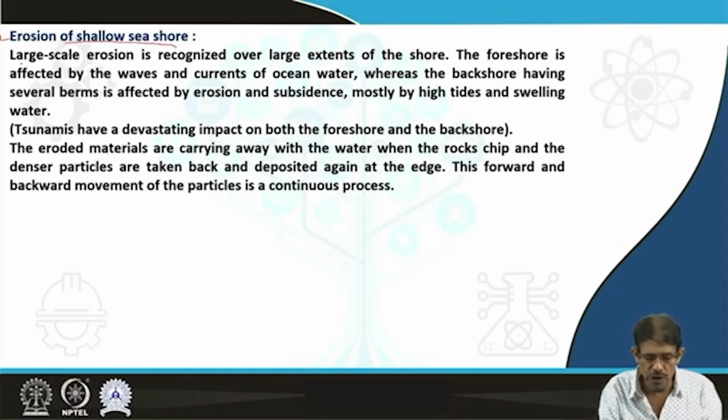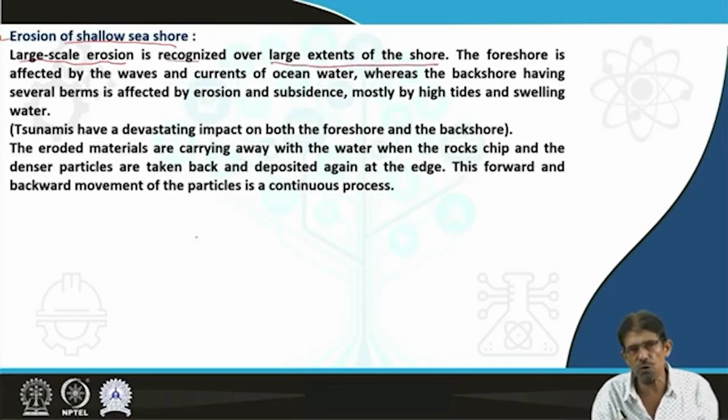In the shallow sea shore, large-scale erosion is recognized over a large extent of the shore, and the foreshore is affected by the waves and currents of the ocean. Whereas the backshore, having several berms, is affected by erosion and subsidence, mostly by the high tides and swells. Besides these general waves, tsunamis have a devastating impact on both the foreshore and backshore. In this class, we are going to elaborate mainly on wind waves and swells.